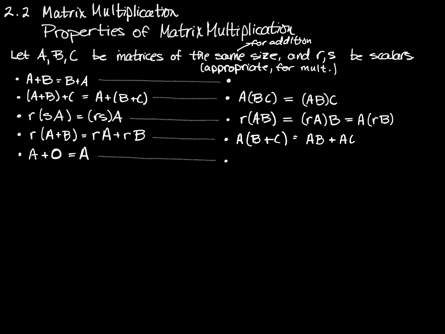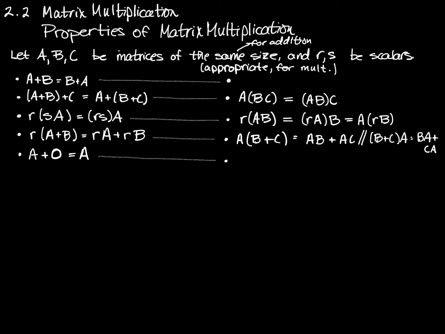Okay, that's the left distributive property, but we also have a right distributive property, which is important to note because matrix multiplication is not commutative. So let's call this BA plus, I'm out of room here, plus CA.